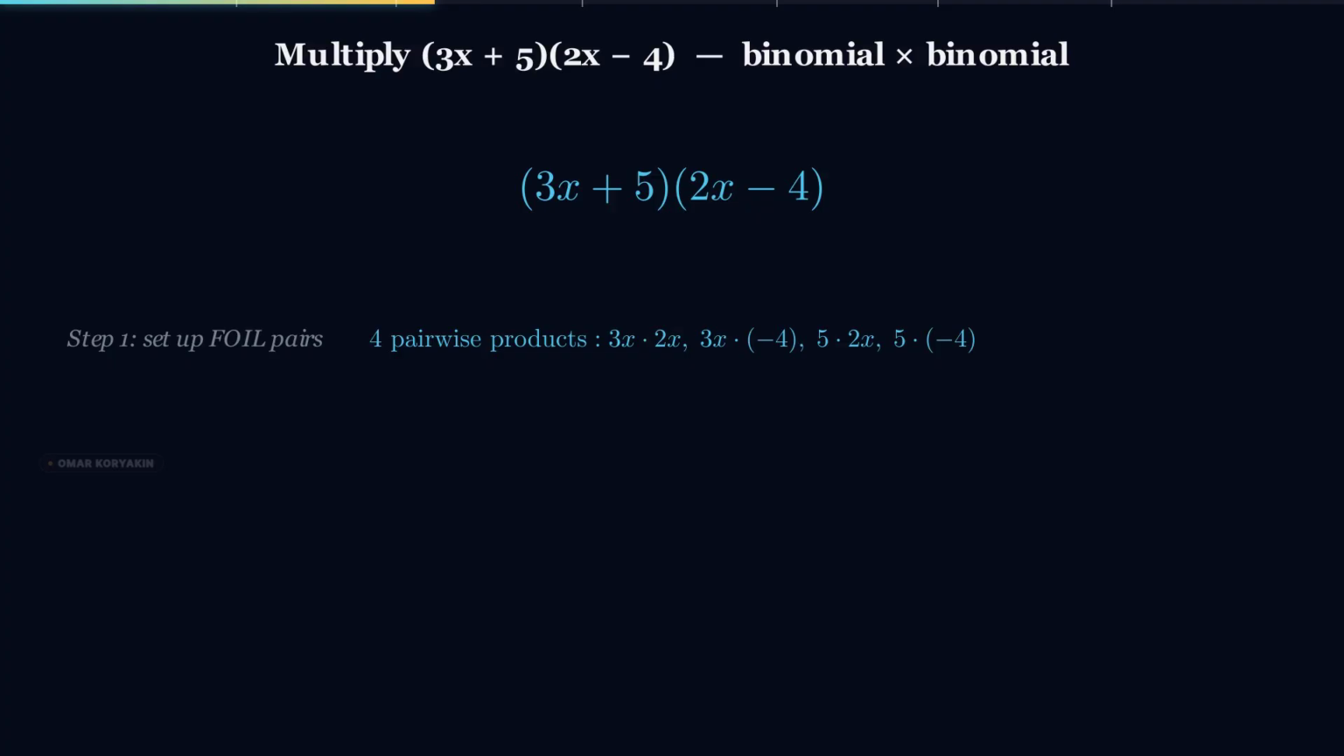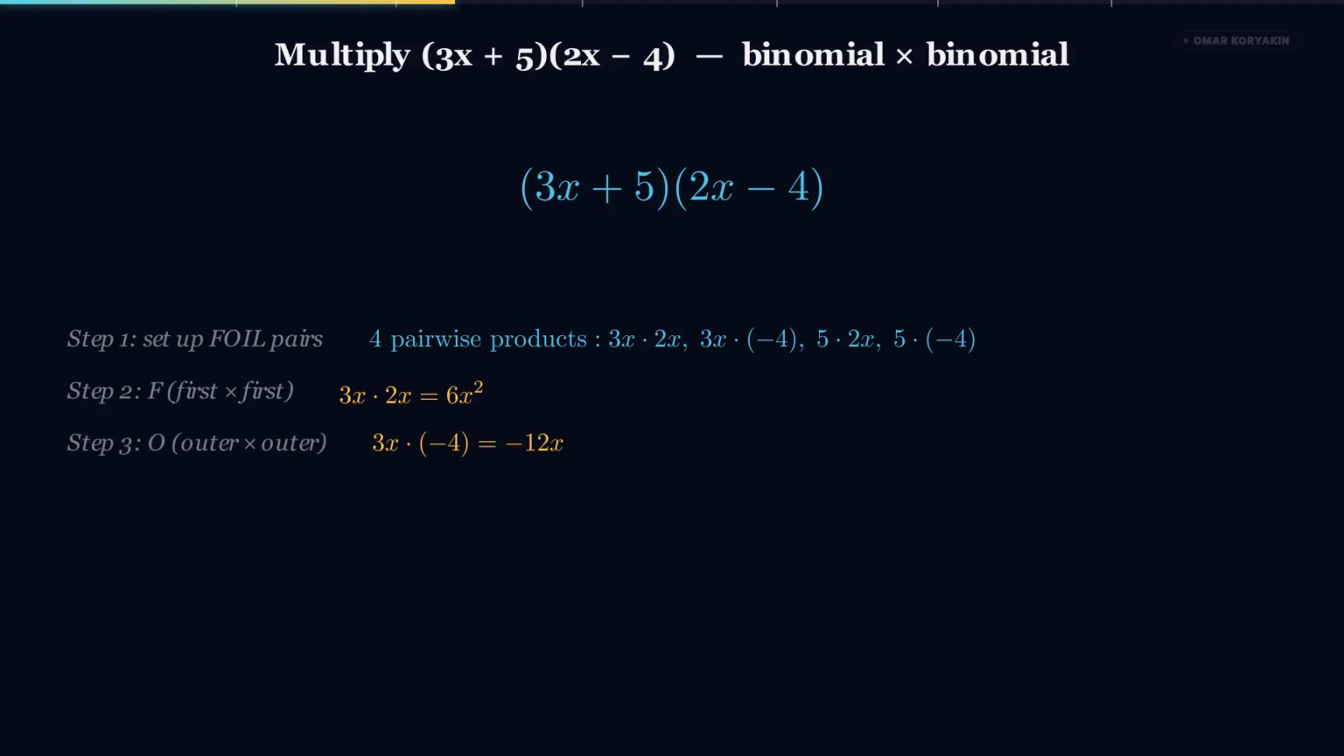Each is a single term times single term multiplication. Step 2. Compute the first product. 3x times 2x equals 6x squared. Multiply coefficients: 3 times 2 equals 6. Multiply variable parts: x times x equals x squared.